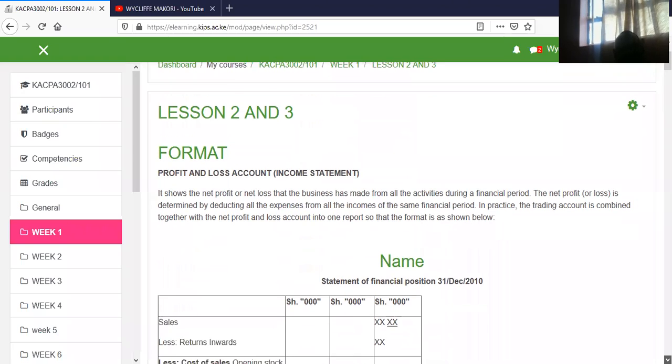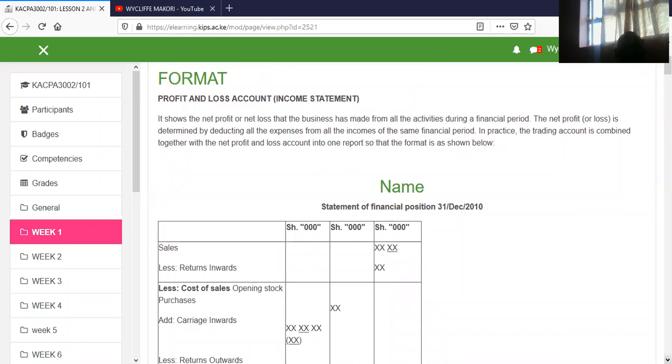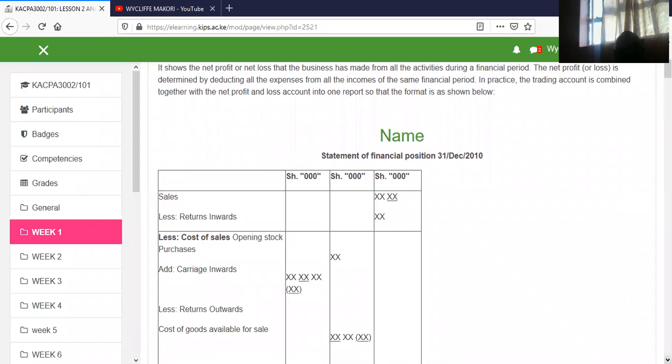Remember, the sole trader, we said it's a person who actually manages the business him or herself, and at the end of the financial year, he enjoys the profit and losses alone. And we said the format of these statements, if we can start with the income statement, you will find that we have the sales, then you less the return inwards, or the sales returns, so that now if you subtract these two figures, you are supposed to get the net sales.